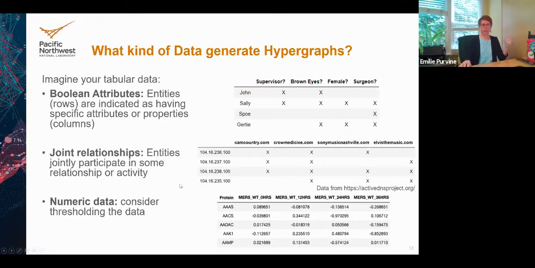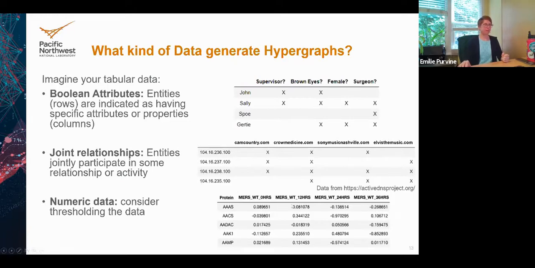Joint relationships is another way to get a hypergraph, and in this case, you do have an interaction. So here I have some data from the Active DNS project, which I'll talk about later, mapping domain names, so internet website addresses, to IP addresses. It turns out that each domain name can have multiple IPs, and each IP can have multiple domains, and you can structure that as a hypergraph.